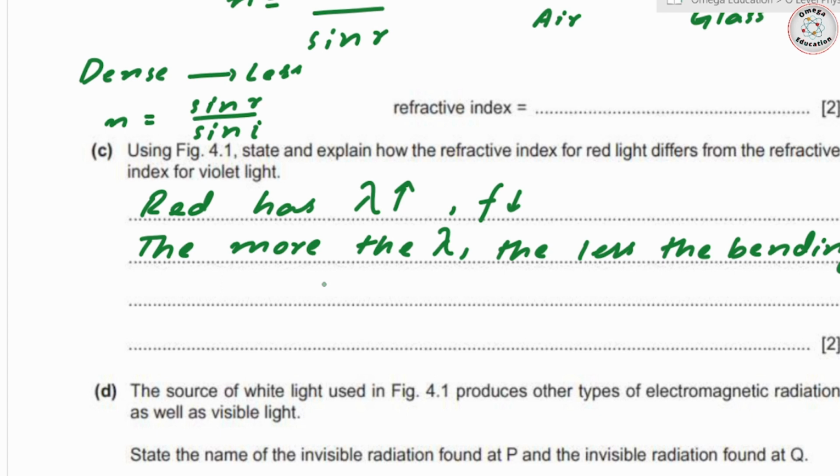So the red light would travel faster, the blue light would travel slower. It'll be slowed down more compared to the red light. In air, all of those colors have the same speed, but their speed is different in the medium. That's why they are separated.